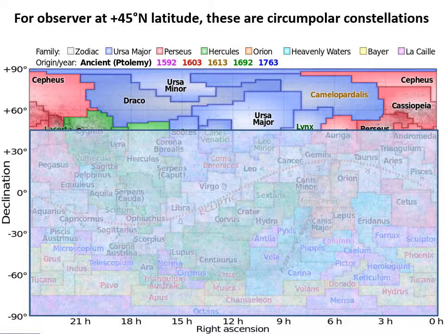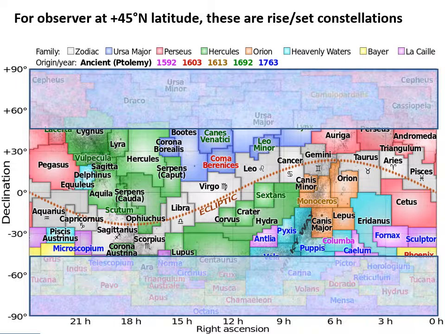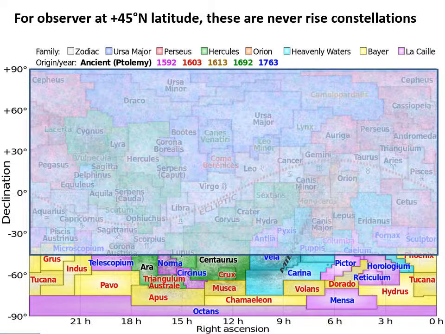For an observer at latitude 45 degrees north on Earth, the regions of declination above 45 degrees are circumpolar. Regions between 45 and minus 45 degrees rise and set, and are seasonally in the night sky. Regions with declination below minus 45 degrees never rise and are not observable at any time from latitude 45 degrees north.